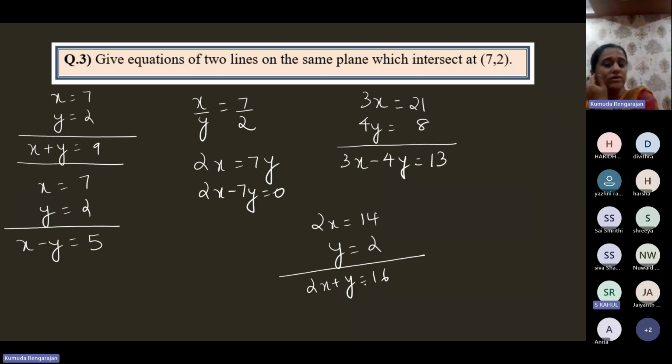Now see, 7, 2 will satisfy this equation. Take up the LHS, 2x plus y, right? So 2 into 7 plus 2, 14 plus 2, 16, which is the RHS.